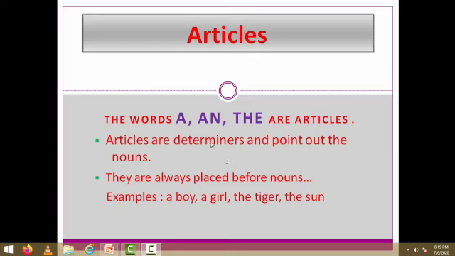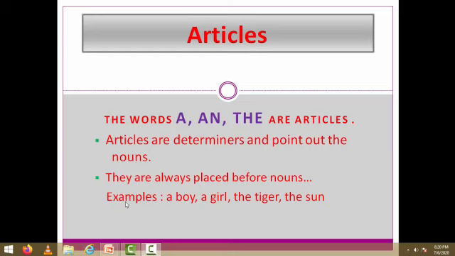Where do we place these articles in a sentence? That is even more important. These articles are used to point out the nouns, so where do we place them? They are always placed before nouns. Okay, so articles are placed before nouns.